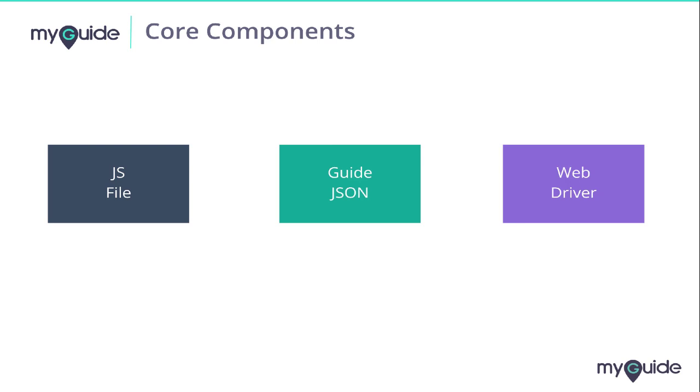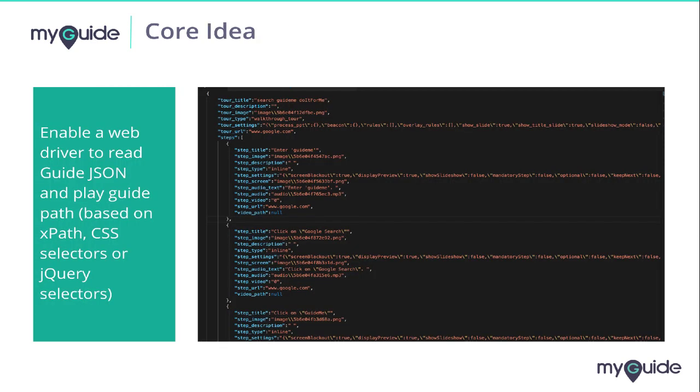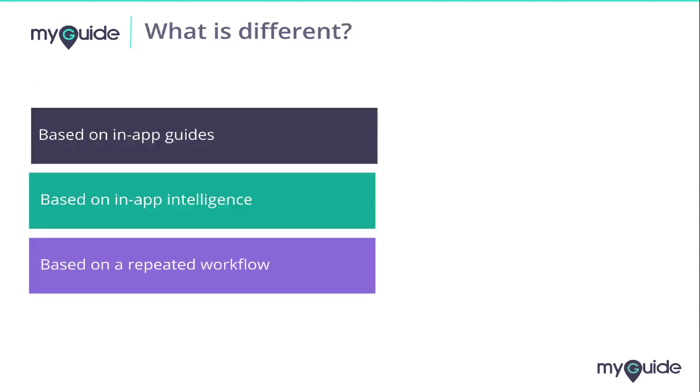There are three core components in an automation workflow. There is a JavaScript file, there is a JSON file, and finally there is a web driver. So here is an example of what's happening. The idea is very simple. Any guide, which is essentially a JS and JSON file, can be automated by simply feeding the JSON file to a web driver. So what is different? How are we different from other automation engines out there? We are based on guides, we are based on app intelligence, and we are essentially going after a repeated workflow.